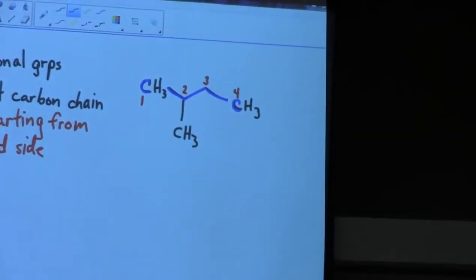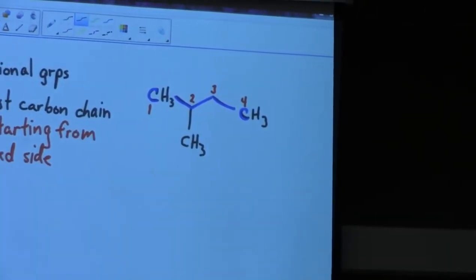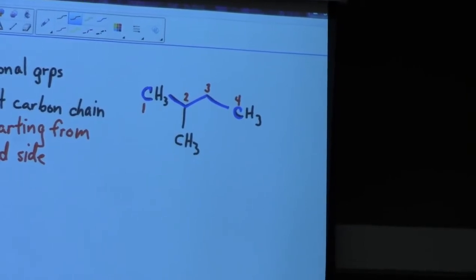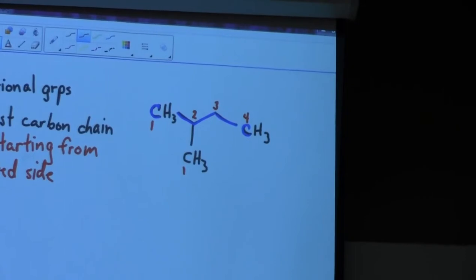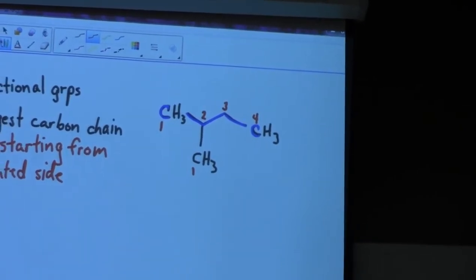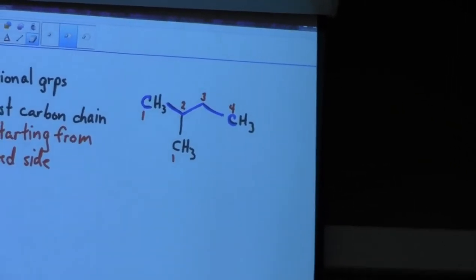Now I know what some of you are thinking. Well, how did I choose to start at carbon 1 on that particular carbon? I mean, couldn't this have been carbon 1 here? Could I have counted through there? Yeah. They're the same. It's equivalent. All right.